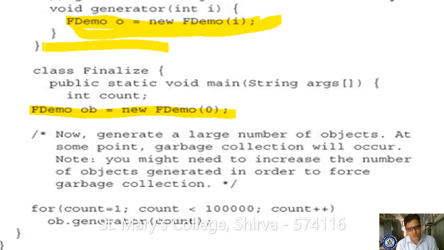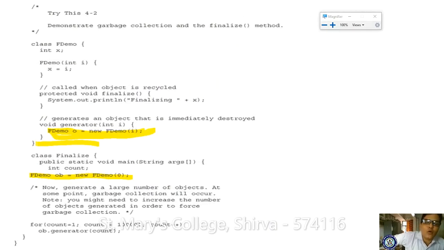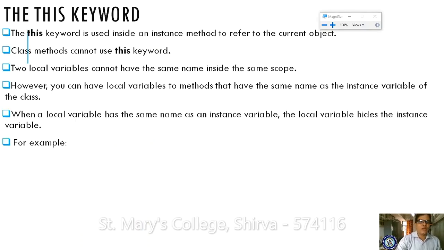This program explains about the destructor. So how can we develop the destructor? By using the finalize method. Next our concept is the this keyword. By using this keyword, it refers to that particular class. This keyword is used inside an instance method to refer to the current object. So this keyword always specifies the particular method of the current object of a particular class.